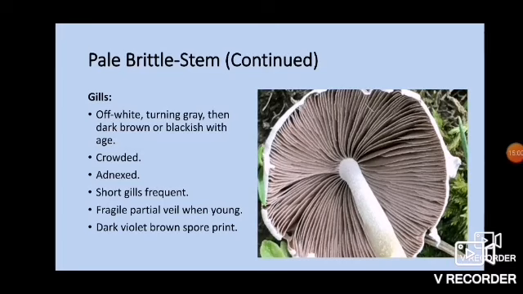The gills are off-white and they turn gray, and then a darkish brown or a blackish color with age. They are very crowded together. They are, once again, adnexed, so curling down towards the stipe as they reach it. There are frequent short gills between those gills, and you can see if you look there that the short gills are actually of 4 or 5 different lengths. There's a fragile partial veil when young, and you can see how appendiculate that margin is as a result. And this has a dark violet-brown spore print.